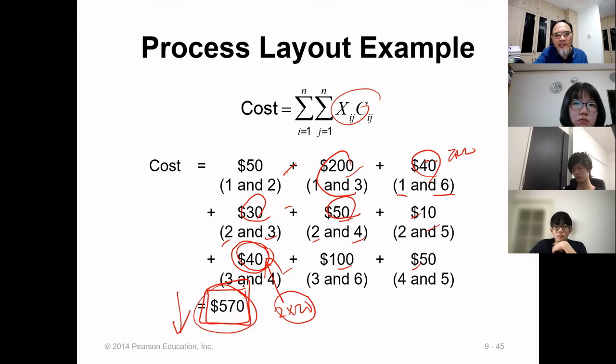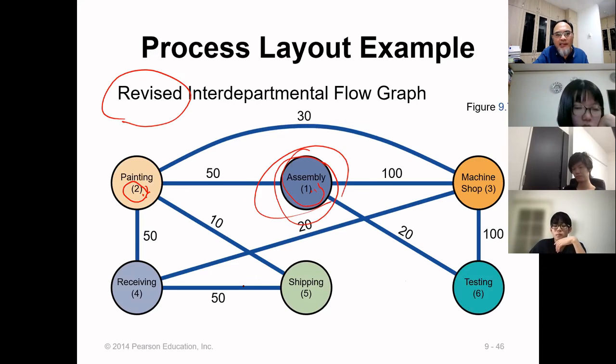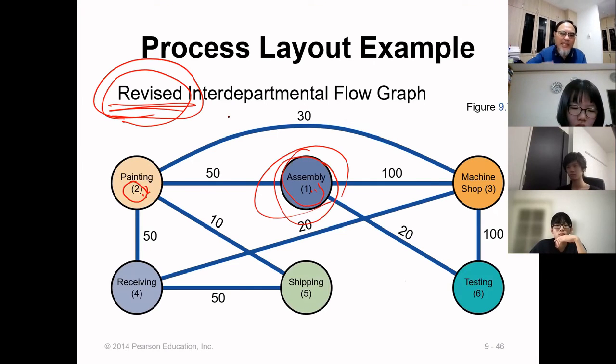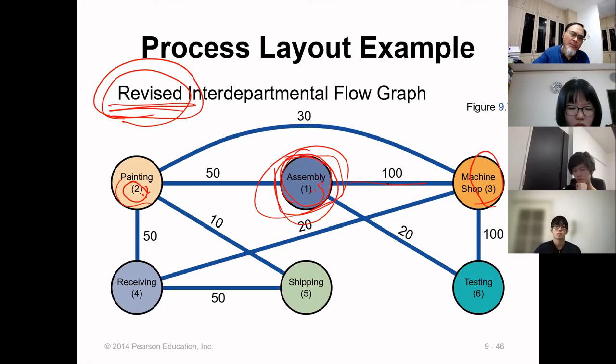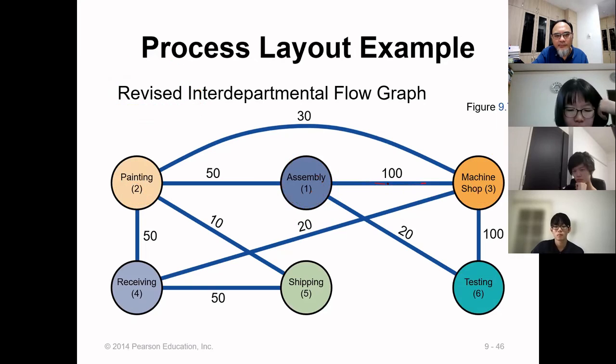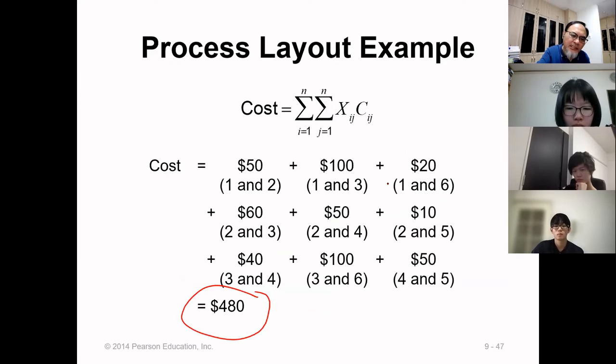That is the first way of arranging the departments. And then you have done a little bit of revision. You change the department. Instead of the assembly department being the first one, you put it at the center here. So that will reduce the amount of flow between 1 and 3, or even 2 and 3. So you find the new cost. This is the improved, revised cost, which is cheaper than the first alternative.